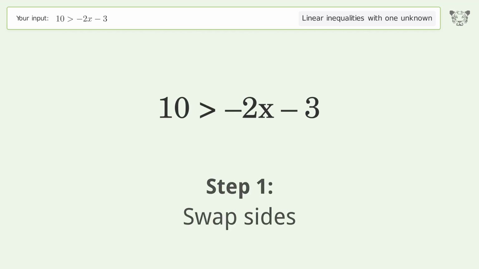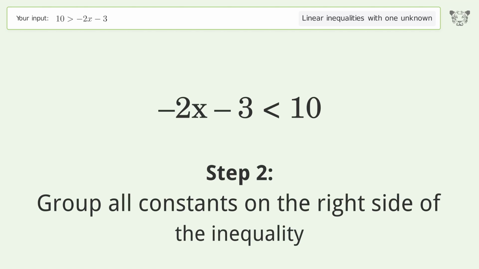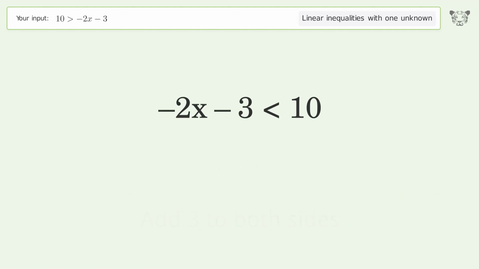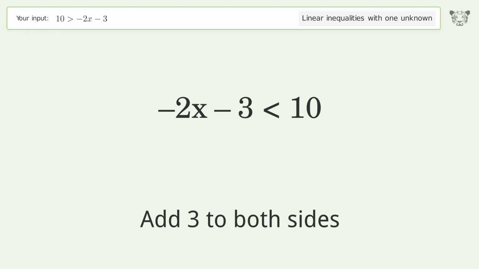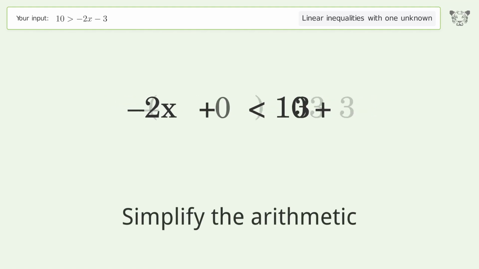Swap sides. Group all constants on the right side of the inequality. Add 3 to both sides. Simplify the arithmetic.